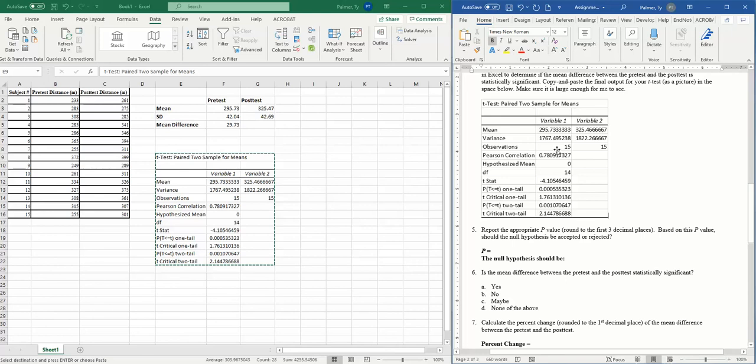Similar to the previous assignment, this final output looks very, very similar. We have the means here at the top. These are the means for the pretest and the post-test. And again, they should match up with our means that we calculated earlier in our Excel sheet. And it looks like they do. 295.73 for the pretest, 325.47 when you round it to the first 2 decimal places for the post-test.